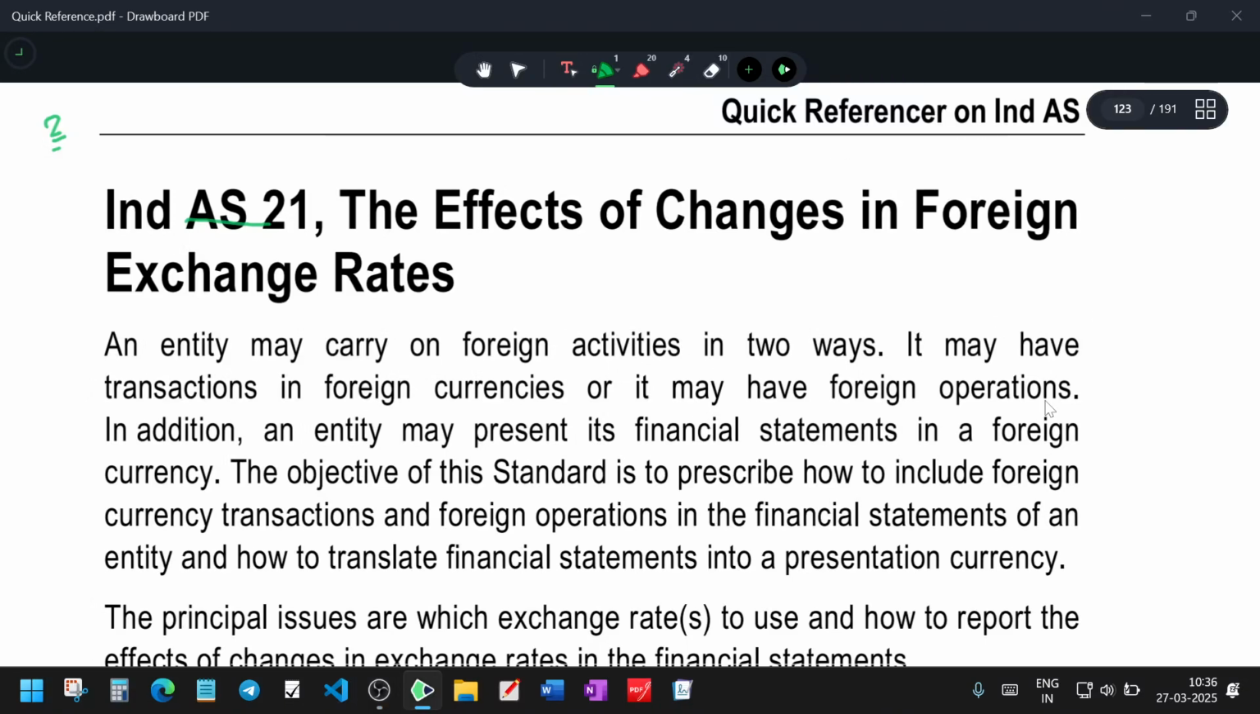Ind AS 21: The effect of change of foreign exchange rate. The effect of change of foreign exchange rate. What is this?